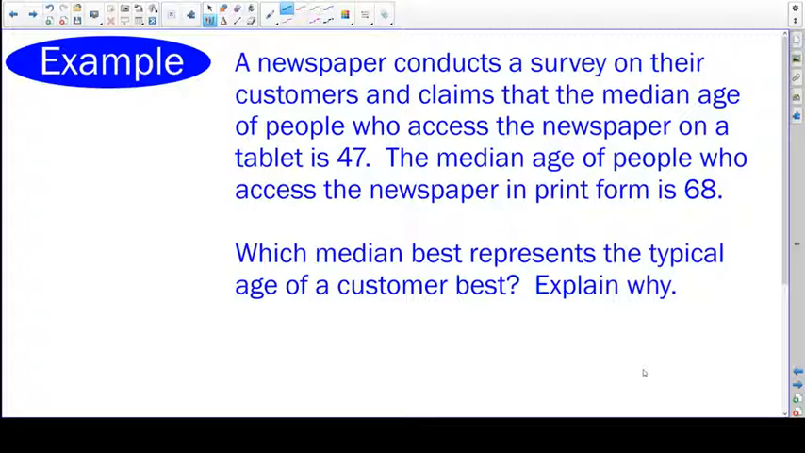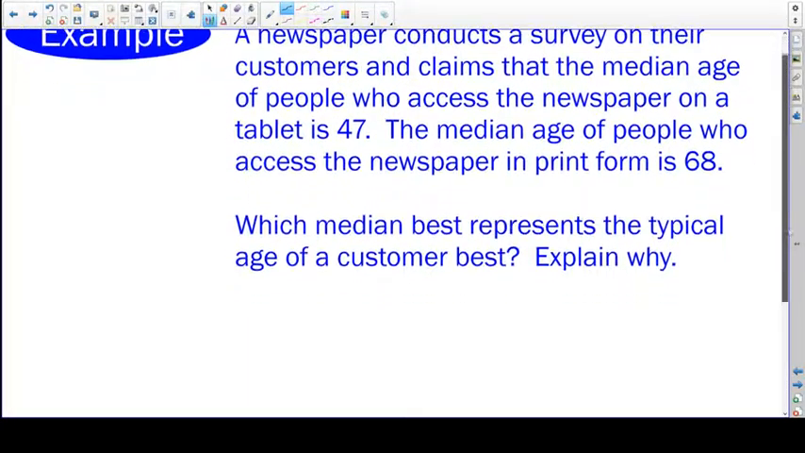A newspaper conducts a survey on their customers and claims that the median age of people who access a newspaper on a tablet is 47. The median age of people who access the newspaper in print form is 68. Which median best represents the typical age of a customer? Explain why.